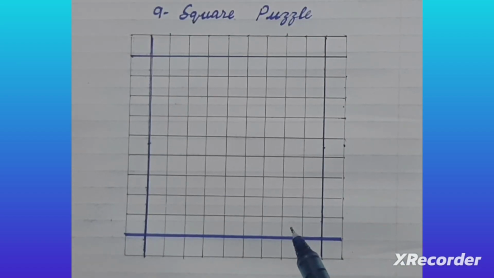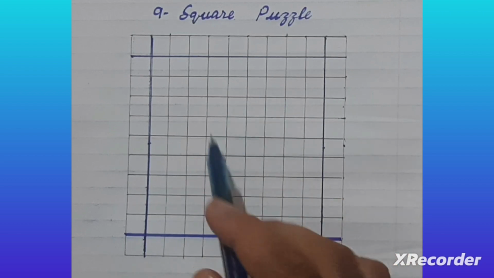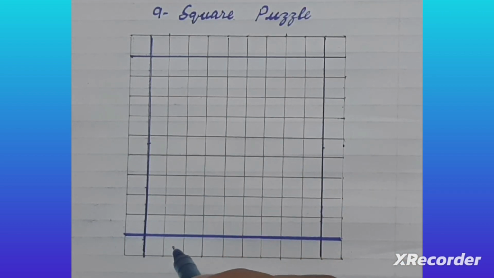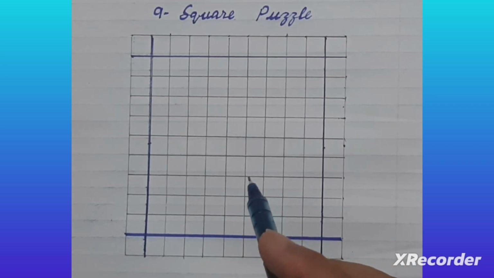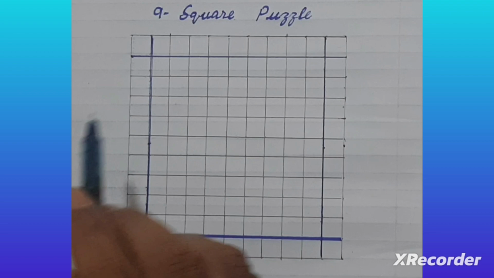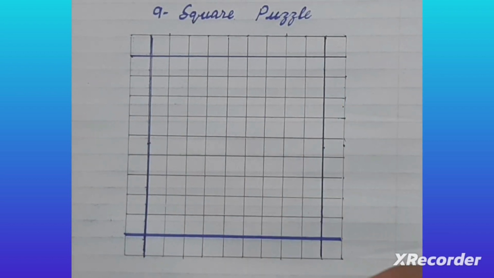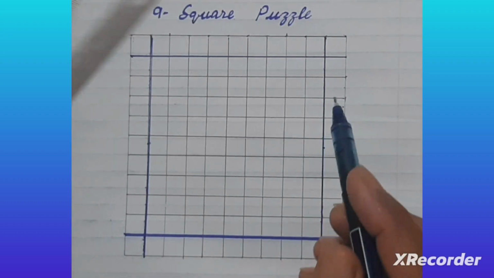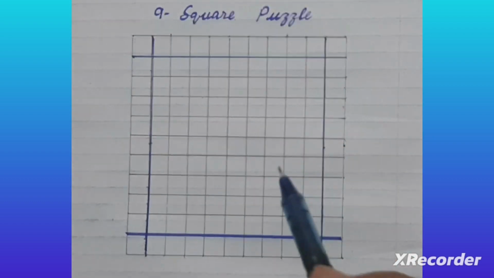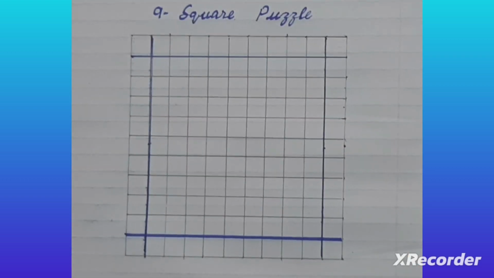Bismillahirrahmanirrahim. Today we are going to solve 9 square puzzles. This puzzle contains 81 squares in it, and we have to fill these squares from 1 to 81. The condition is that no number should be repeated. And if we add these numbers row wise, column wise, or diagonally, they should all give the same number.